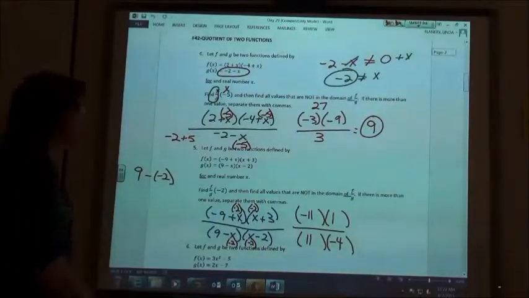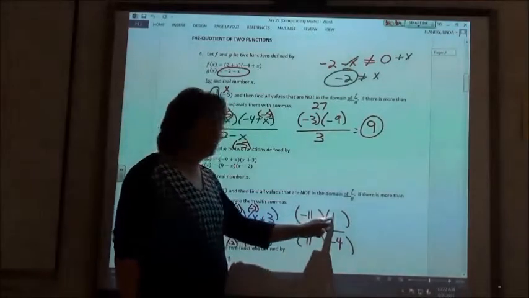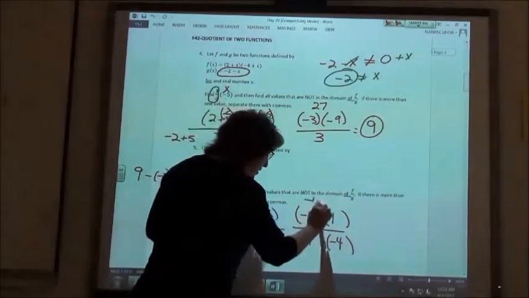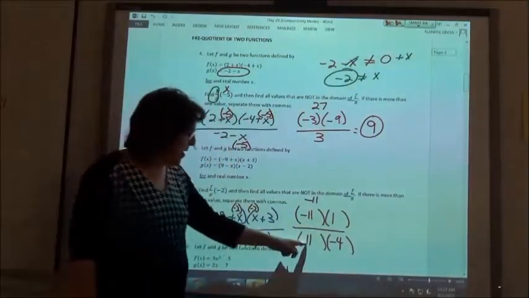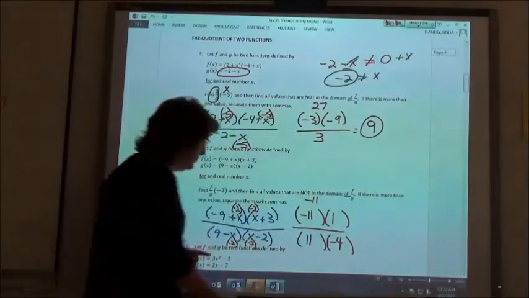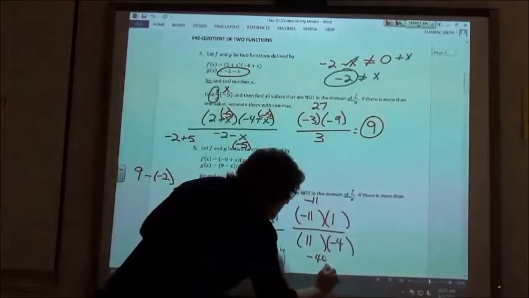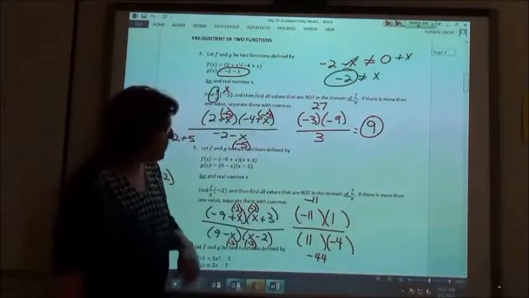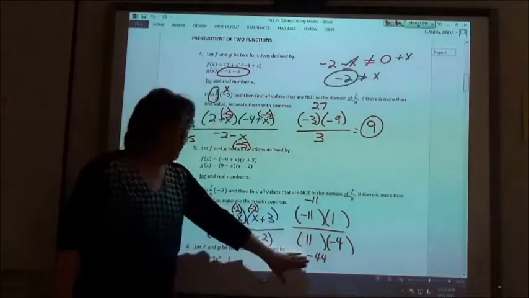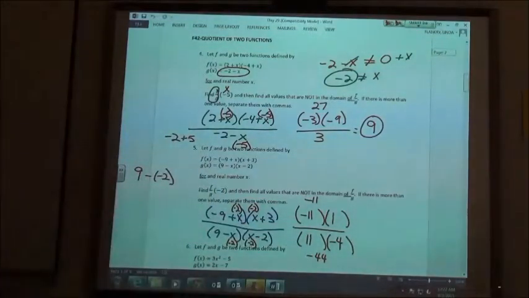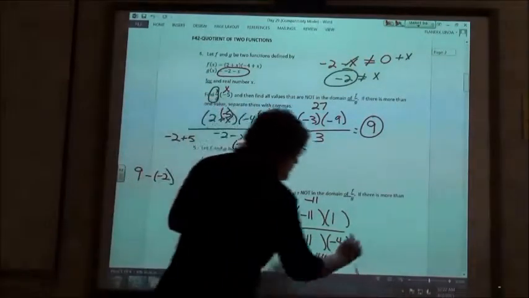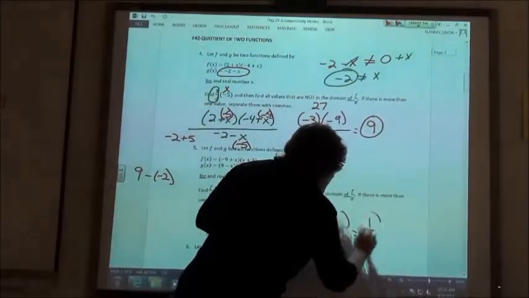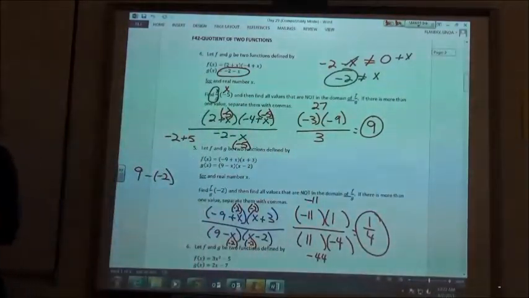All right, so now we got to do our multiplying. -11 times 1, still -11, right? Positive 11 times -4 is -44. Now we got to simplify our fraction. -11 over -44 would be 1/4. 1/4 is going to be your answer.